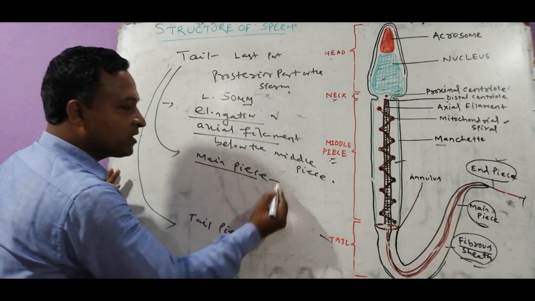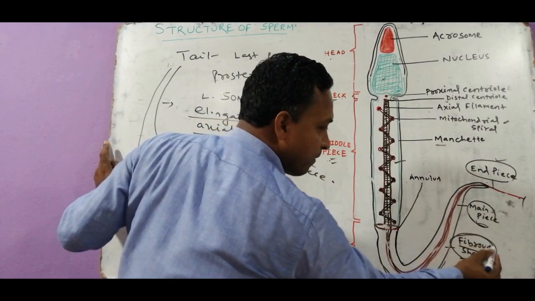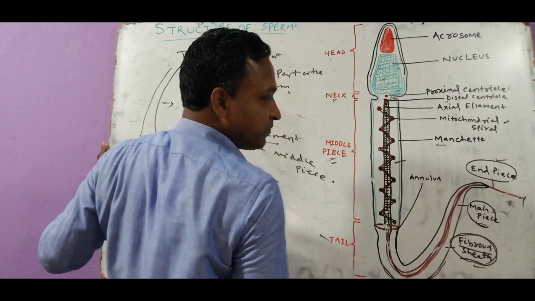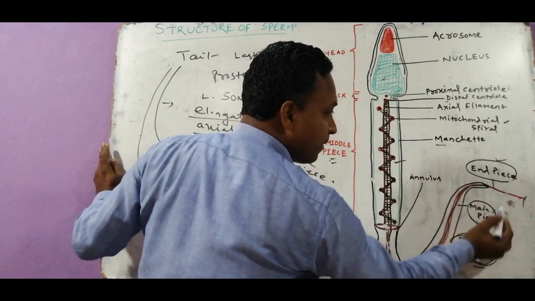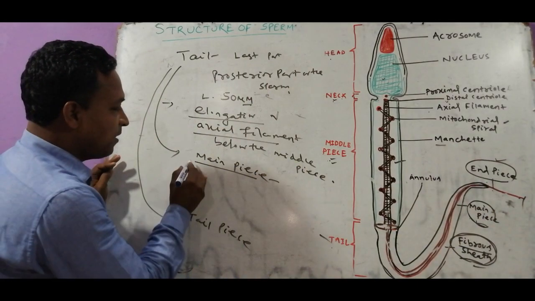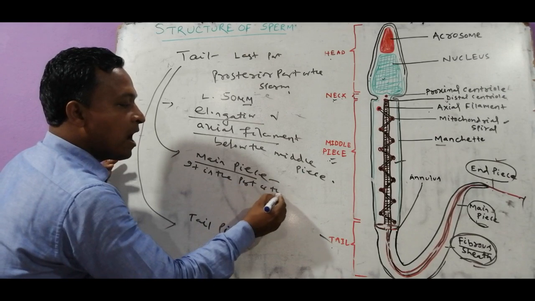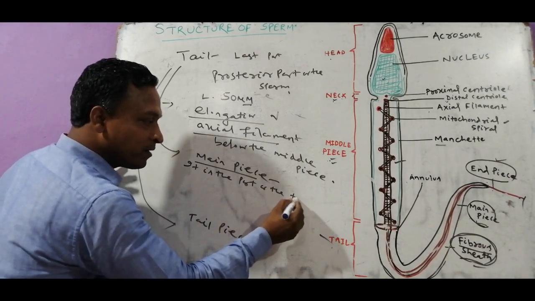Try to understand what main piece means. Where the axial filament is covered by the fibrous sheath, we call it the main piece. When the axial filament is not covered by the fibrous sheath, we call that the end piece.